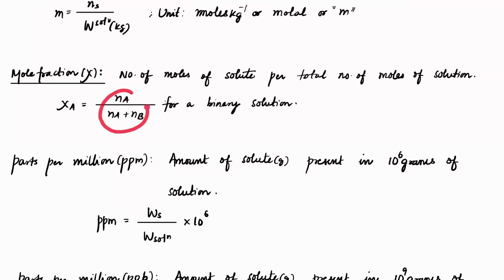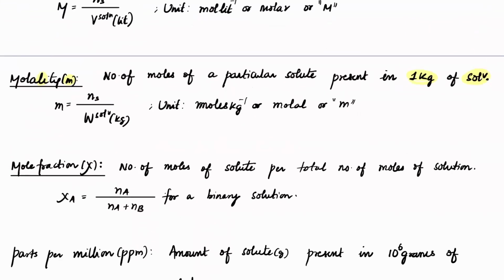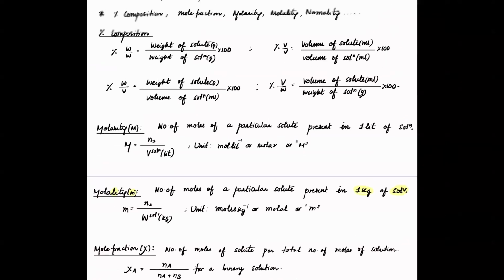So you can see number of moles of solute by total number of moles of solution. Have a quick look at the terms here, everybody. Percentage composition: there are these 4 types of percentage composition. Honestly, you don't have to write it right now. If you haven't written it, or this is the first time you are watching, just write the formula. That is, what is molarity, what is molality, and what is mole fraction. That should be enough.